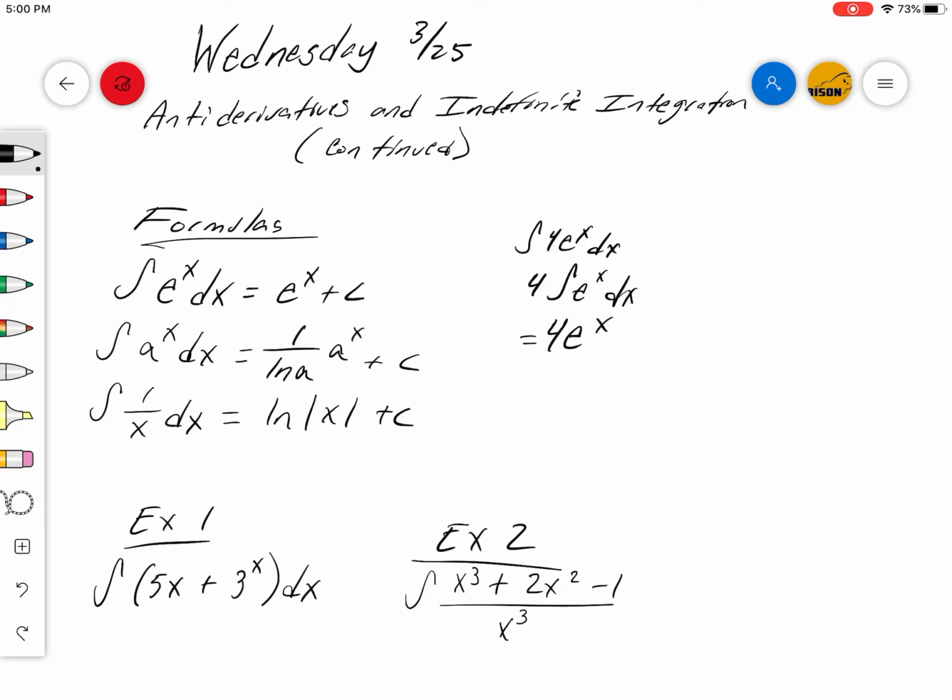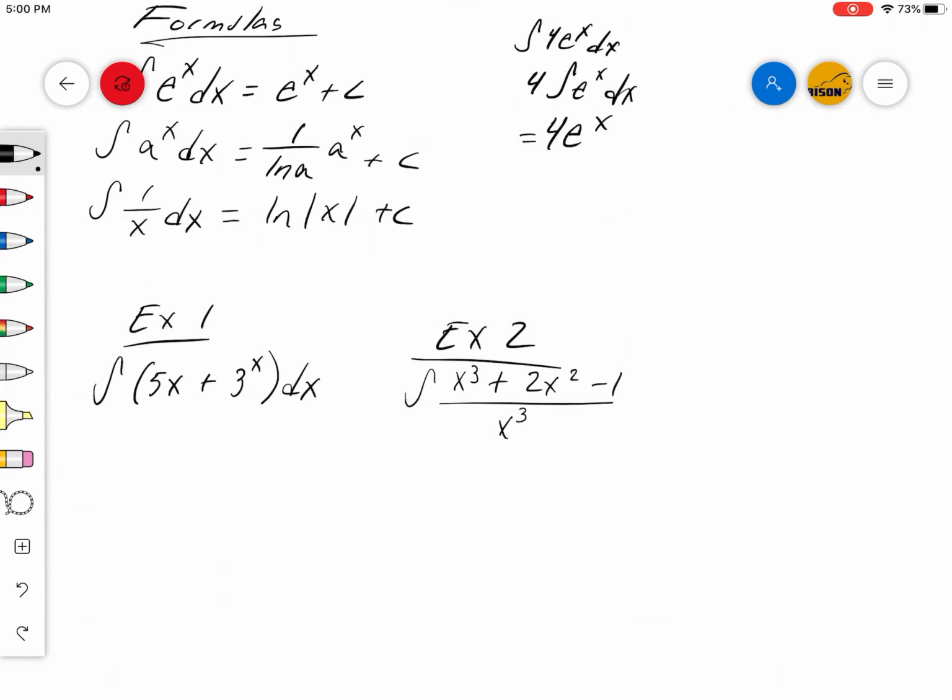Let's take a look at example 1. From Monday's work, we know that we're allowed to split these, and they can have their own integral. So we can do the integral of 5x, and then we can do the integral of 3 to the x. I'm not bringing the dx's down because it's not really important to us. We just know that we need to put a plus c after it. The dx is just there to make it proper.